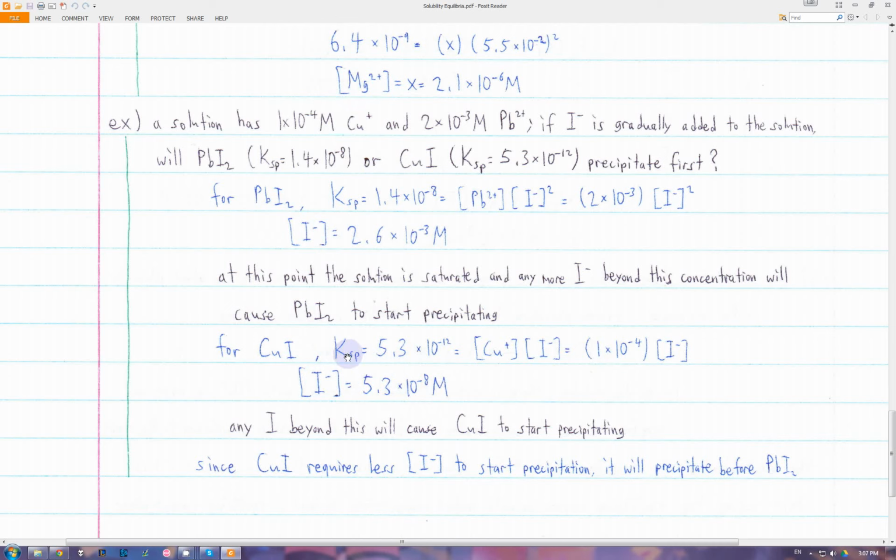And then after the copper iodide is done precipitating, once the concentration of iodine gets to this amount, lead iodide will precipitate.